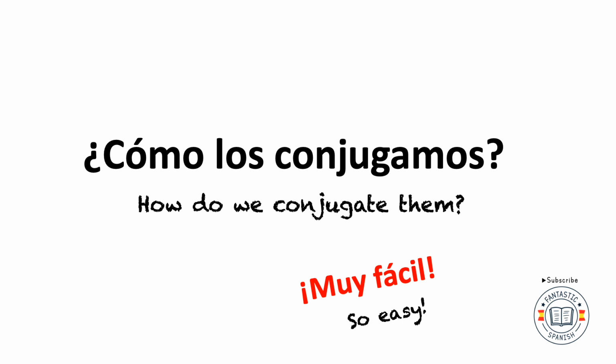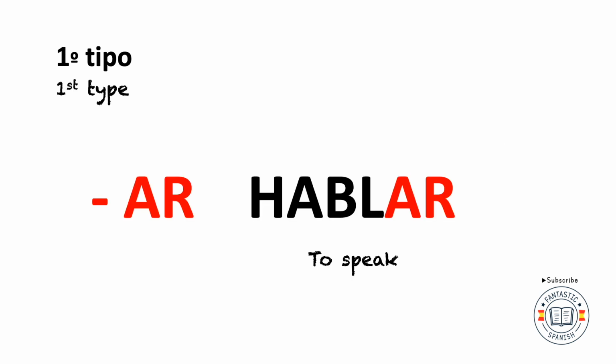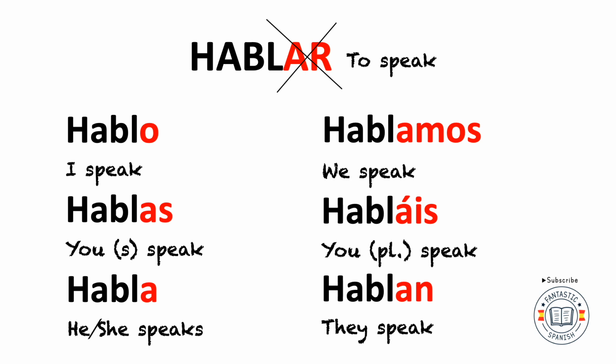So how do I conjugate them? Muy fácil. In order for me to conjugate a verb, I remove the ending either AR, ER or IR and I add a different ending depending on who does the action. Por ejemplo, the verb hablar, to speak. I remove the ending AR and I add the following endings.